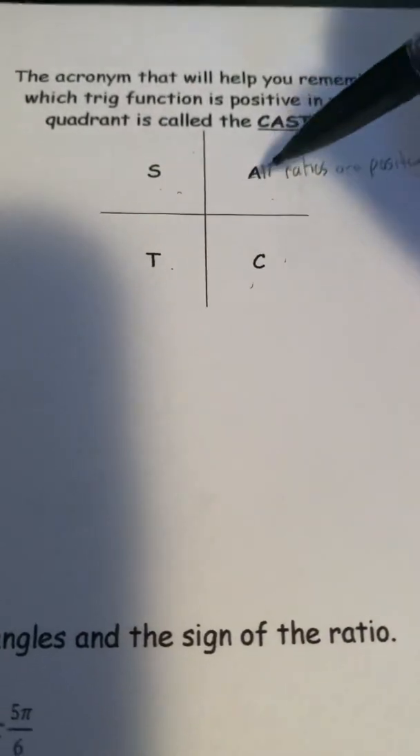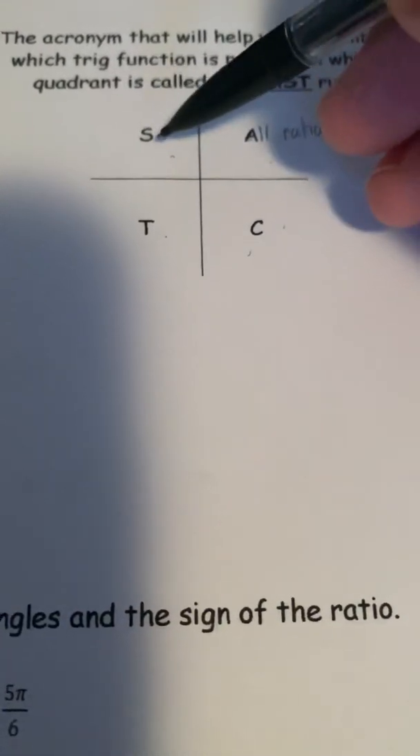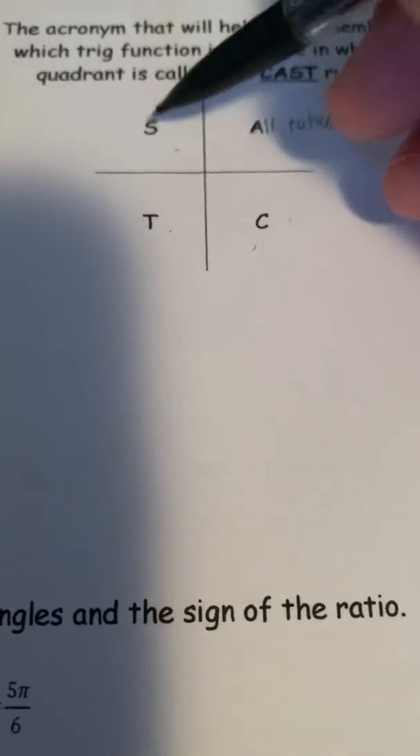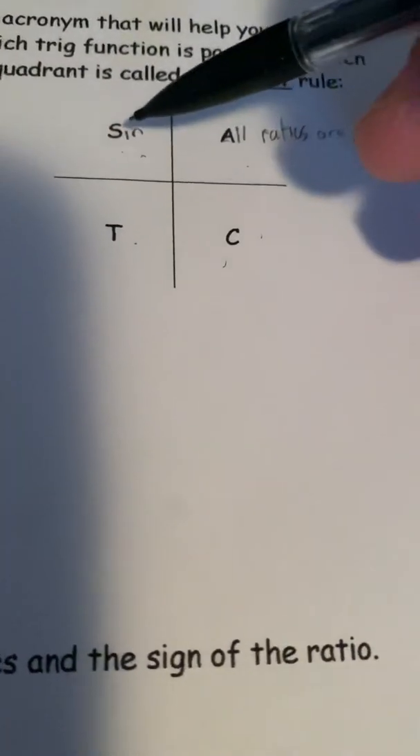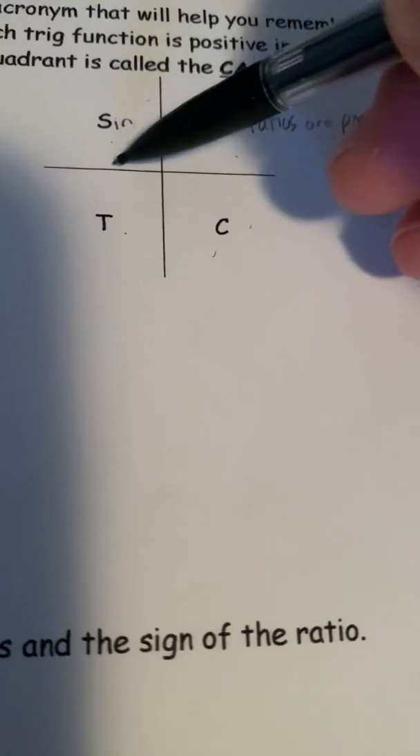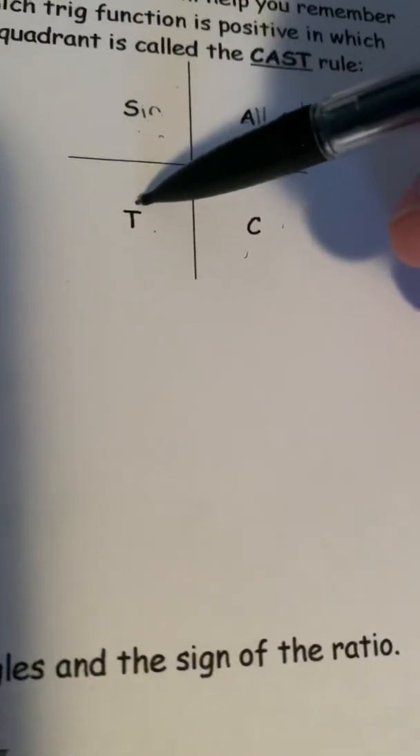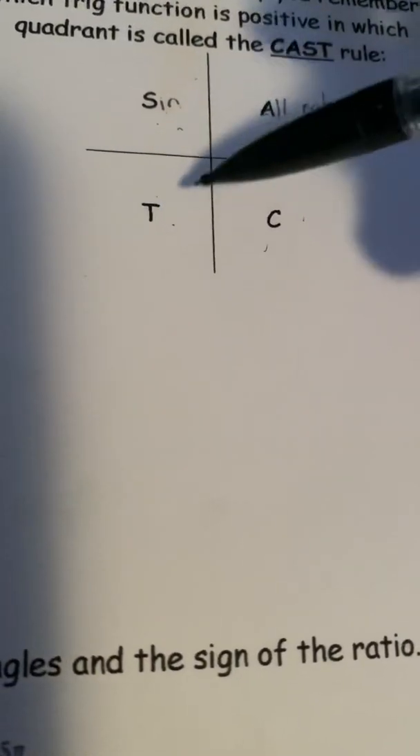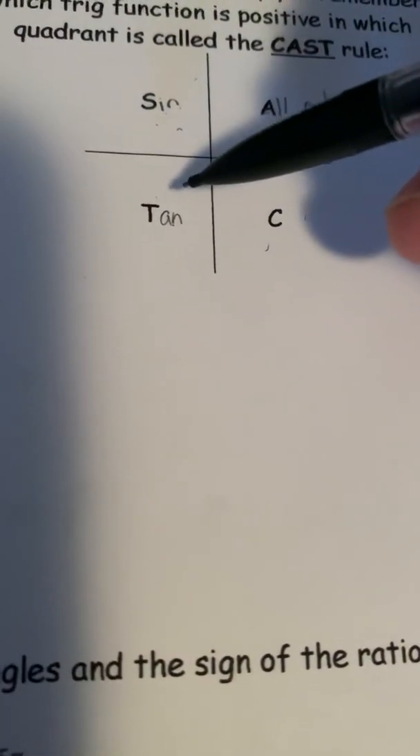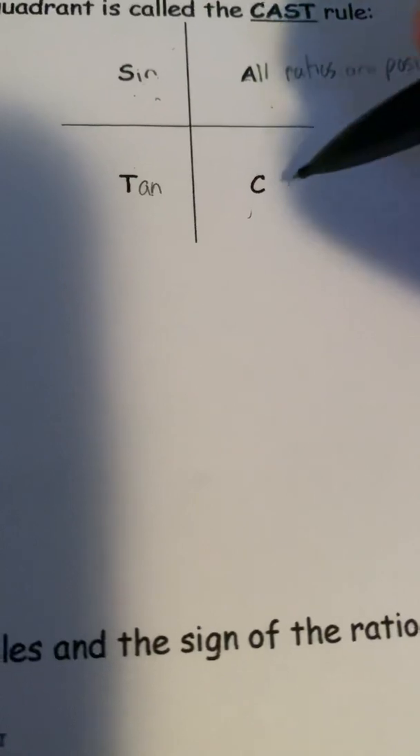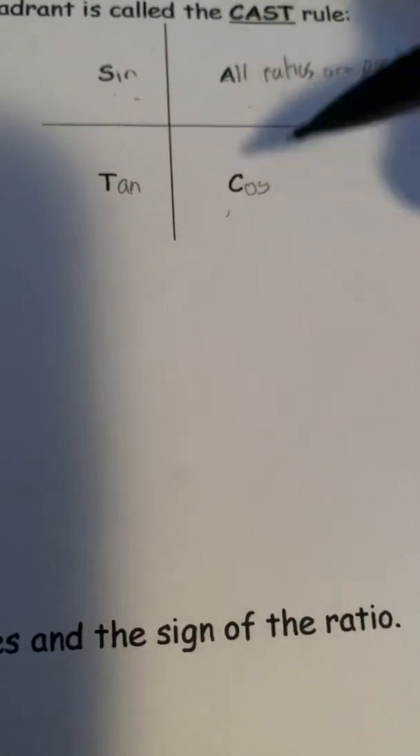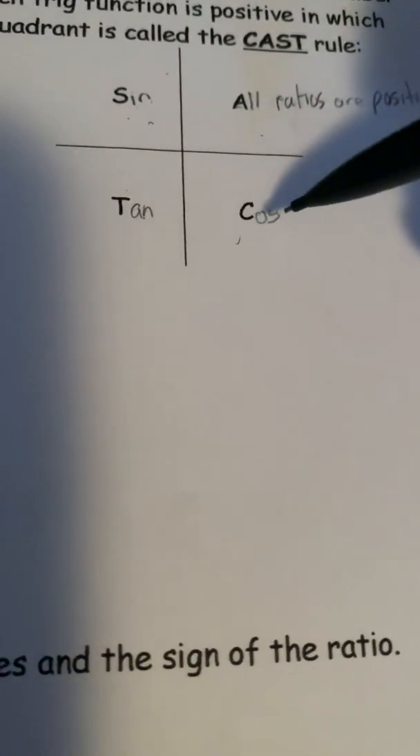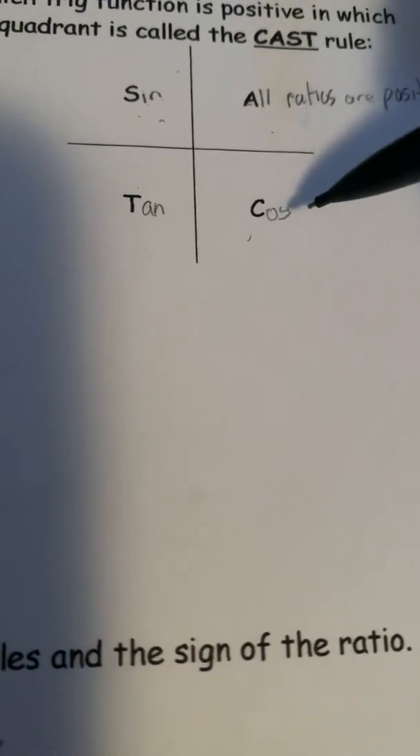Okay, then we go counterclockwise. We have S, which represents sine. So in this quadrant, only sine is positive. Okay, keep going. We go down to the third quadrant. So T. So in this one, it's tan. So only tan is positive in this quadrant. And lastly, we have the fourth quadrant, which is C, meaning that the trig ratio for cos is positive in this quadrant.